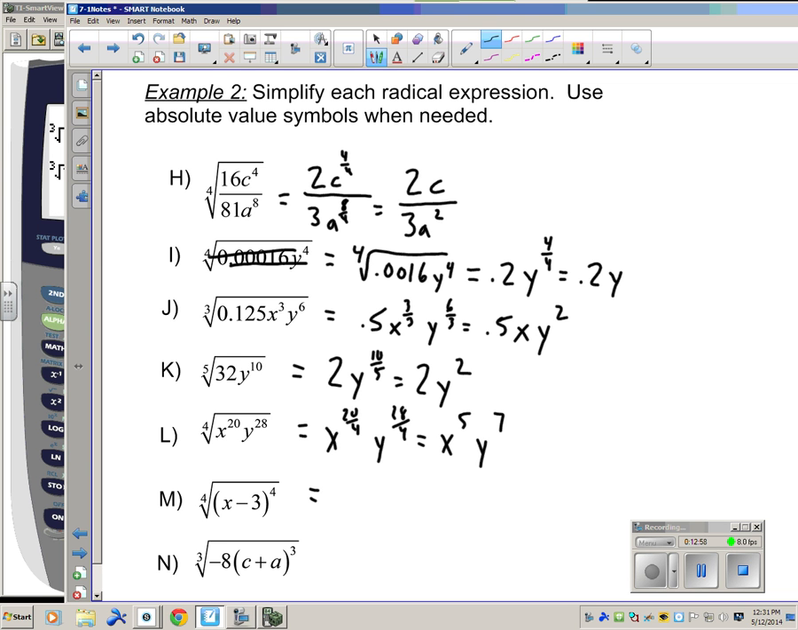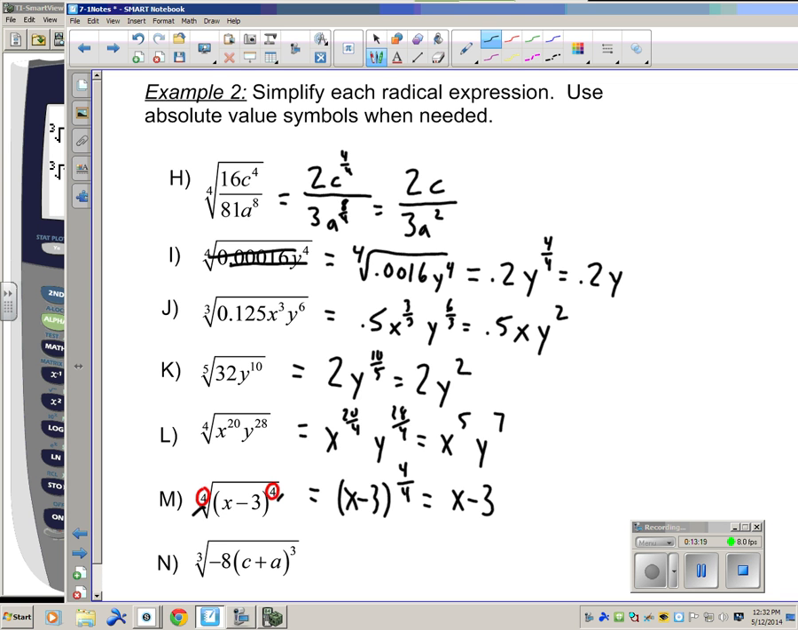And letter M there, if you look at this, you can do the same thing as what we did the other ones. So I can go ahead and take x minus 3 to the 4 divided by the 4. So I get x minus 3 to the first, or just x minus 3.